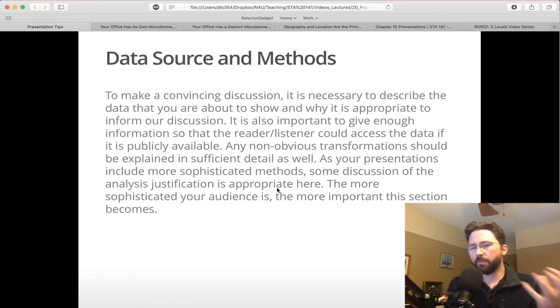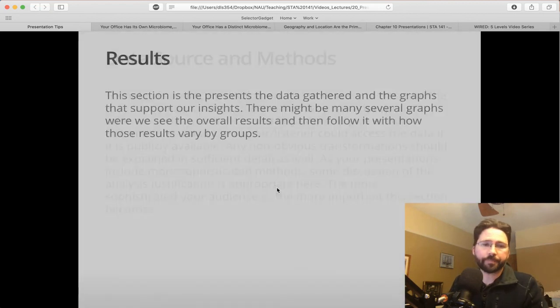When I give talks to my colleagues, really the data source and the methodologies are the things that we really, really care about. In fact, this section is probably the most important section, is how I went about doing the science that I did. Now, to a lay audience, to just a high schooler, they're not even going to know to ask that question. So as your audience gets more sophisticated, the data source and the methodology becomes more and more important.